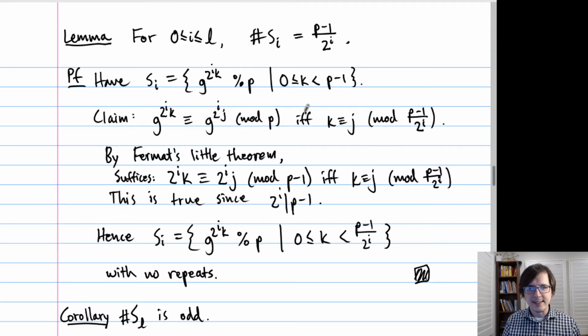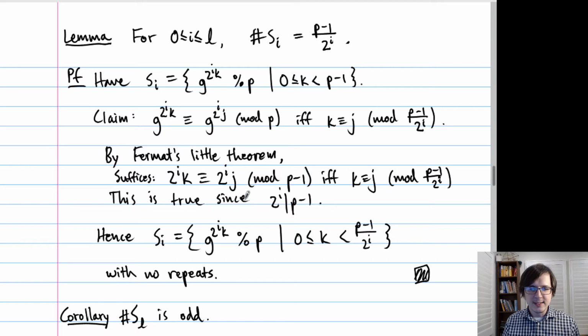And we'll see why this entails what we need. So by Fermat's little theorem, the left-hand side of this equivalence is equivalent to, well, we can just take the exponents because it's mod a prime and g is a primitive root, so these numbers are coprime to p. So we can just look at the exponents mod phi of p, which is p minus 1. And then, okay, so we've taken what we were trying to show, replaced it with this.